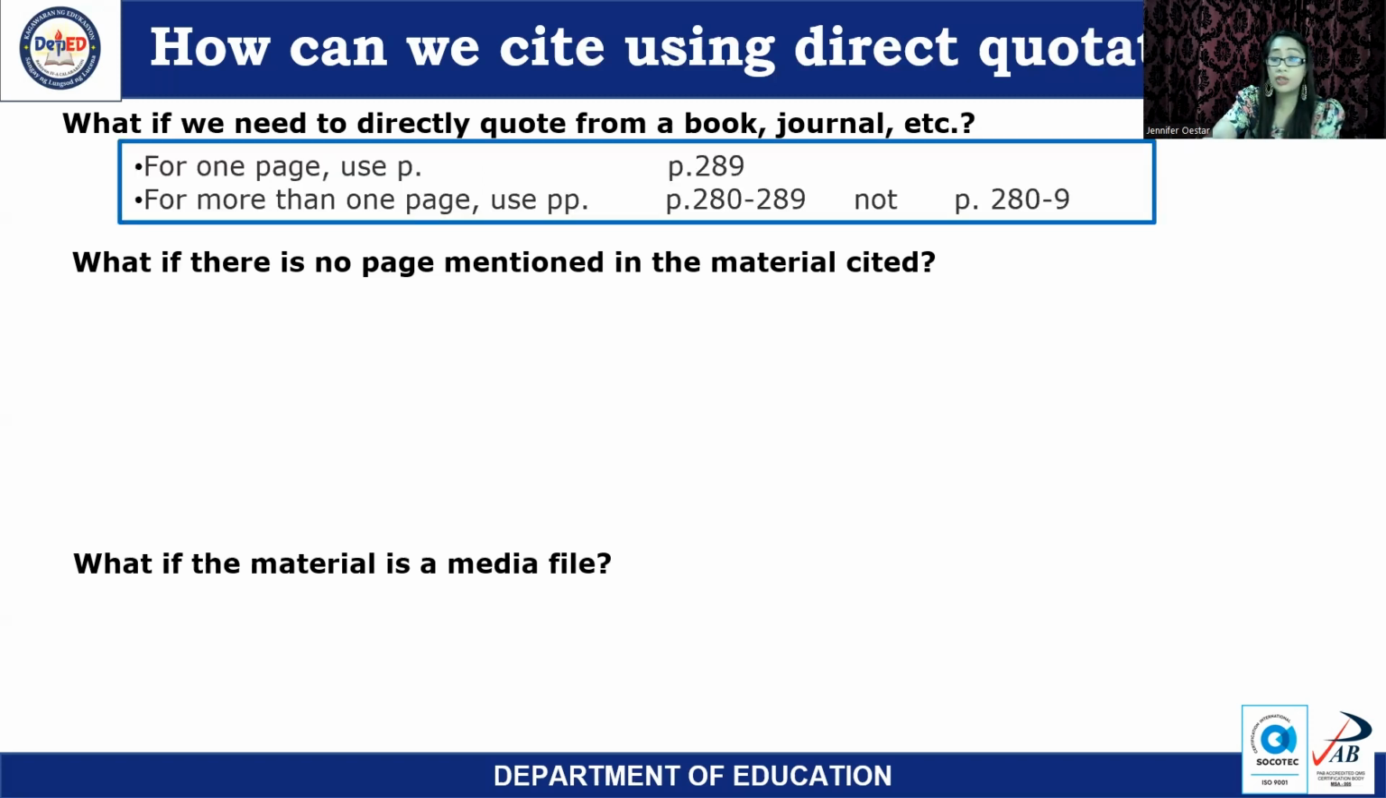For one page, use P. For more than one page, use PP. Example, P289. And for this one, for more than one page, use PP. So it should be PP, 280 to 289. So you're right, PP, not P. Oh, you corrected this one.